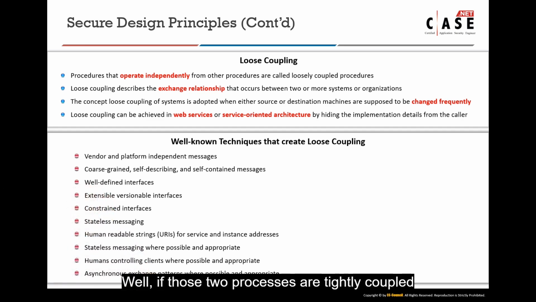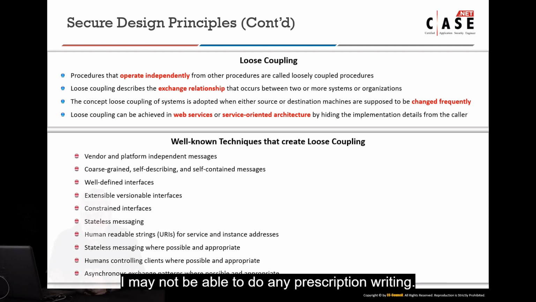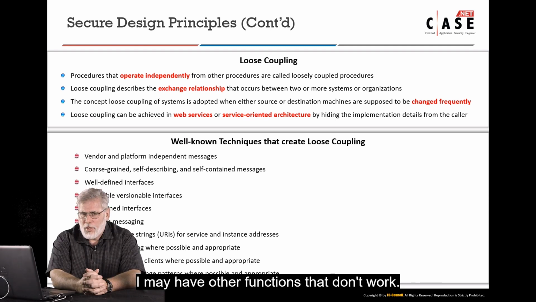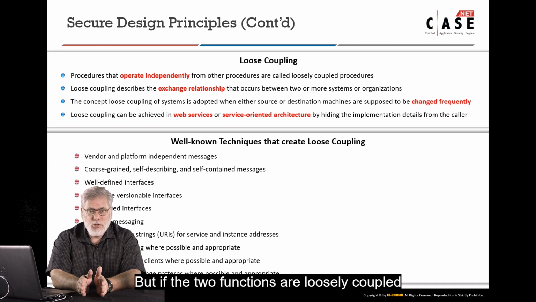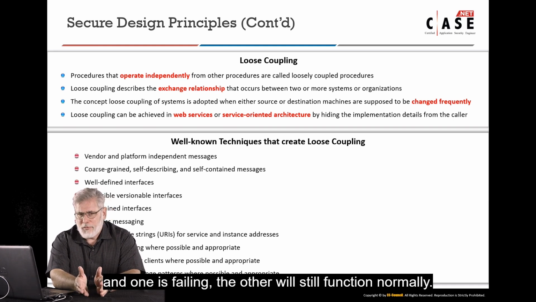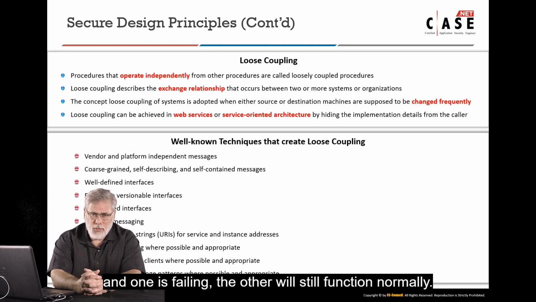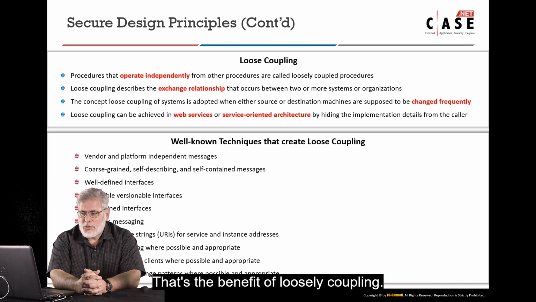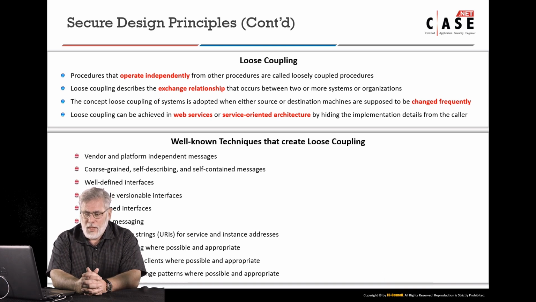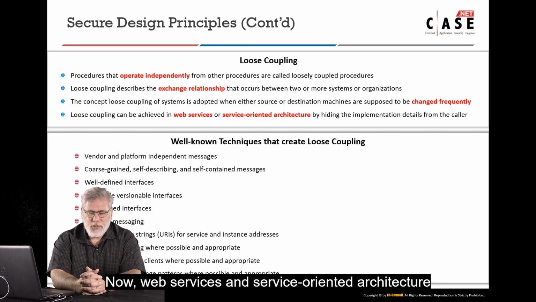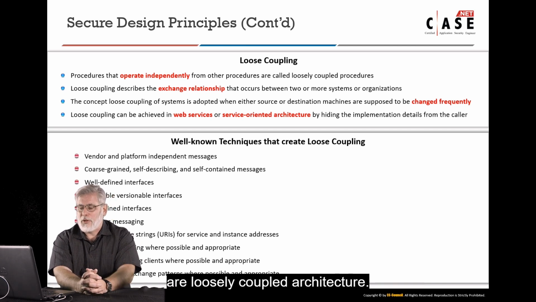Well, if those two processes are tightly coupled and the pharmacy service is inoperable for some reason, I may not be able to do any prescription writing. I may have other functions that don't work. But if the two processes are loosely coupled and one is failing, the other will still function normally. That's the benefit of loose coupling. Now, web services and service-oriented architecture are loosely coupled architecture.